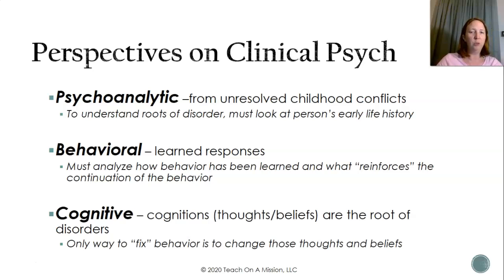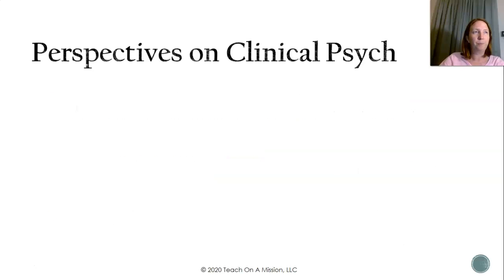A cognitive perspective would say that the cognitions themselves, someone's thoughts and beliefs, are the root of a disorder, and that there's something in their mind that is making them think an unrealistic thought, perhaps about their body image, or perhaps about what is going to happen to them if they venture out into public, things like that. And the only way to fix behavior is to change those thoughts and beliefs.